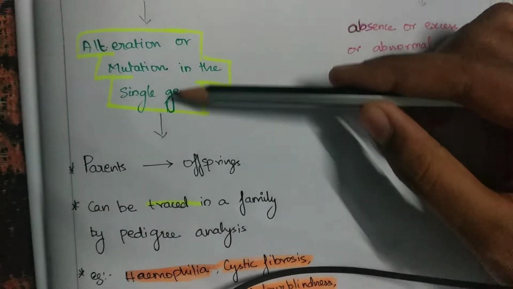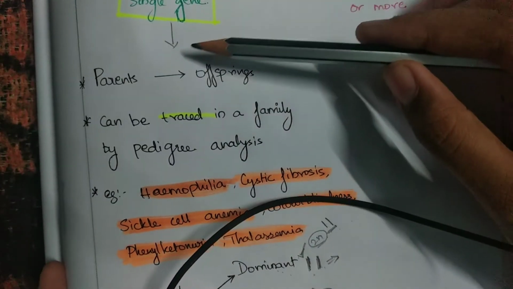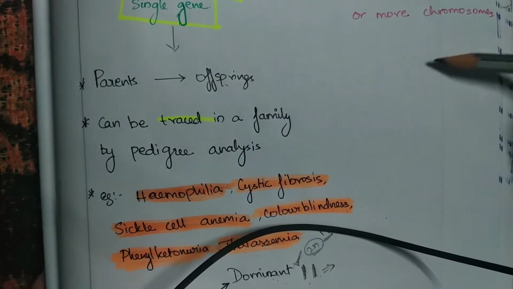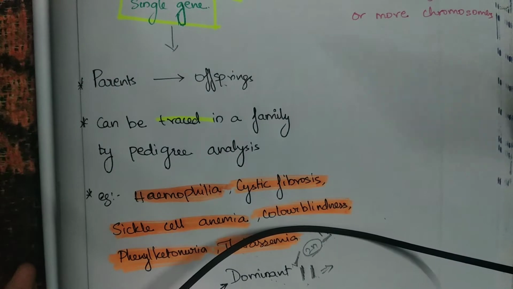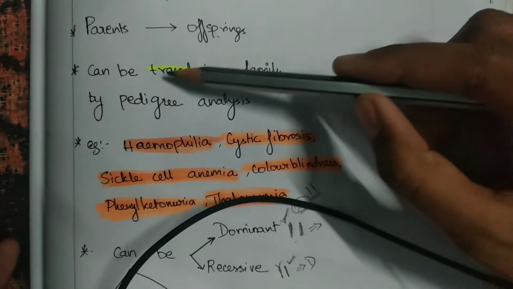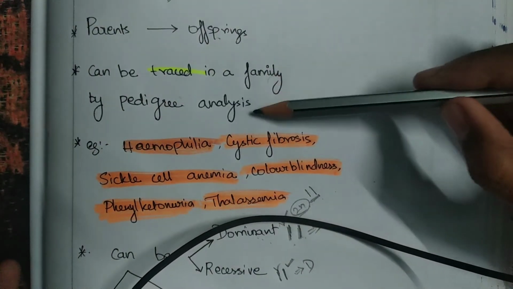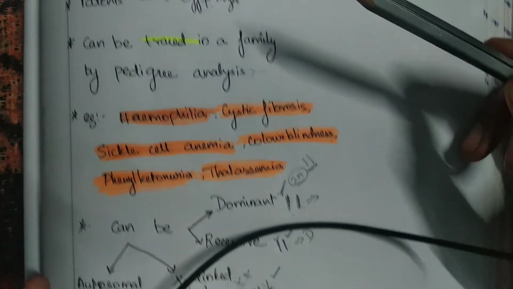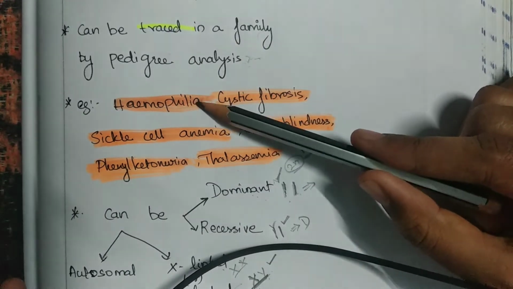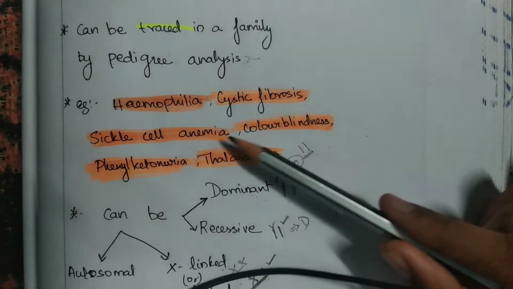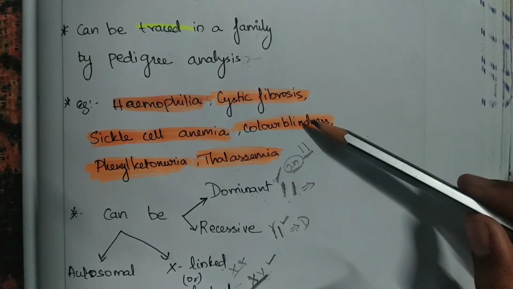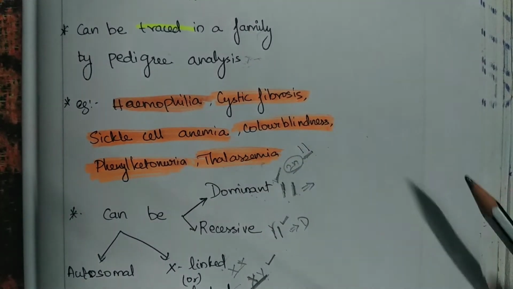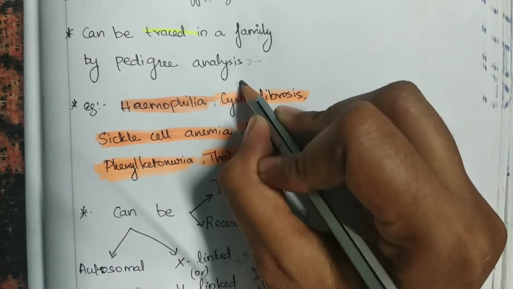Mendelian disorders can be transmitted from parents to offspring, but chromosomal disorders sometimes cannot be transmitted from parents to offspring, and this can be traced in a family by pedigree analysis. We will study about this in the upcoming videos. Some of the examples include hemophilia, cystic fibrosis, sickle cell anemia, color blindness, phenylketonuria and thalassemia. And one more example is muscular dystrophy.